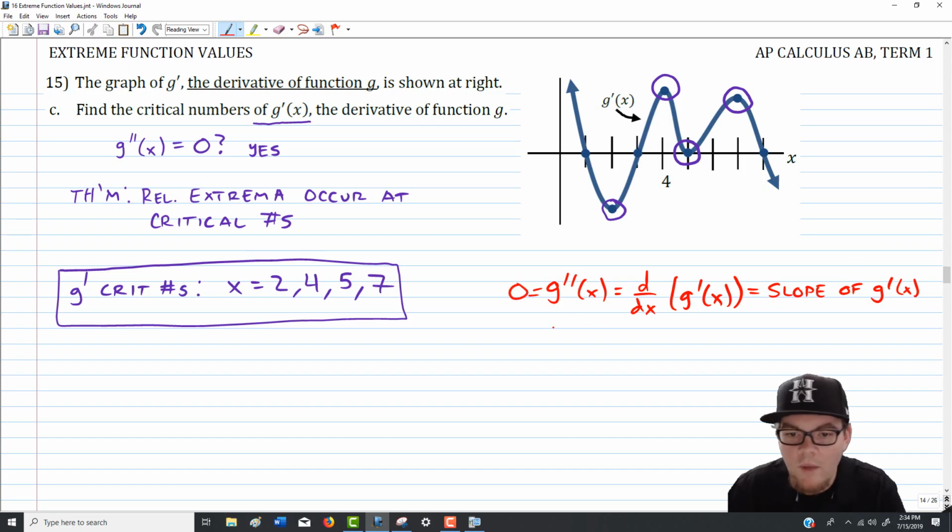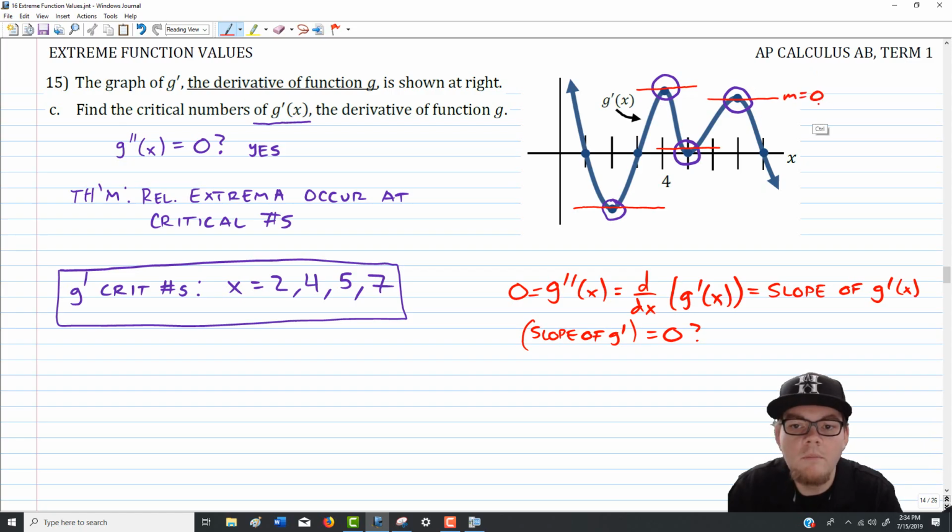So what we're asking is, when does the slope of g prime, I'll put in parentheses so it's clear, equal 0? Well, the slope would be 0 anywhere we're at a high point or a low point, because if you drew the tangent lines there, they would be flat. They'd be horizontal because they have slope m equals 0. So if you needed another way to help explain or visualize why it works out that way, there's a good one for you.